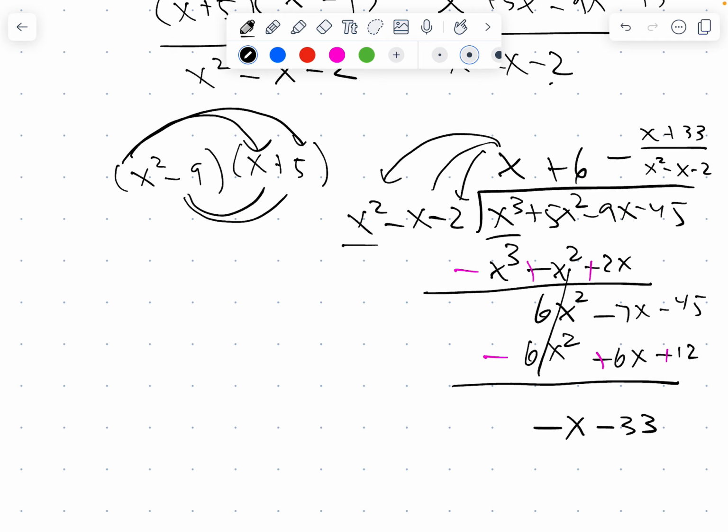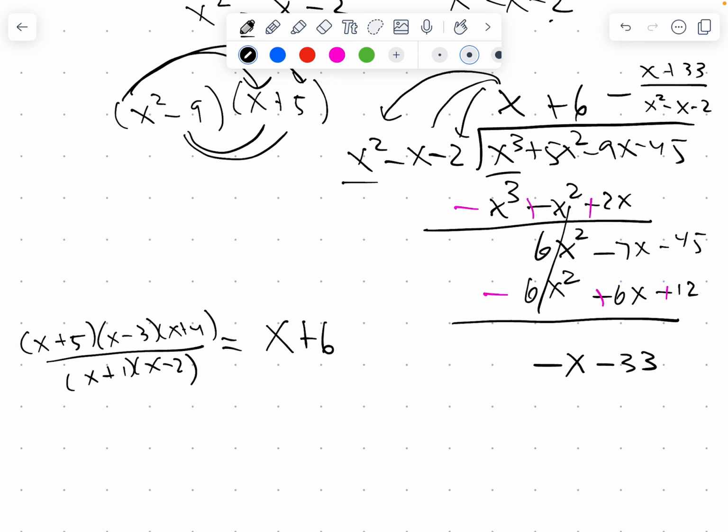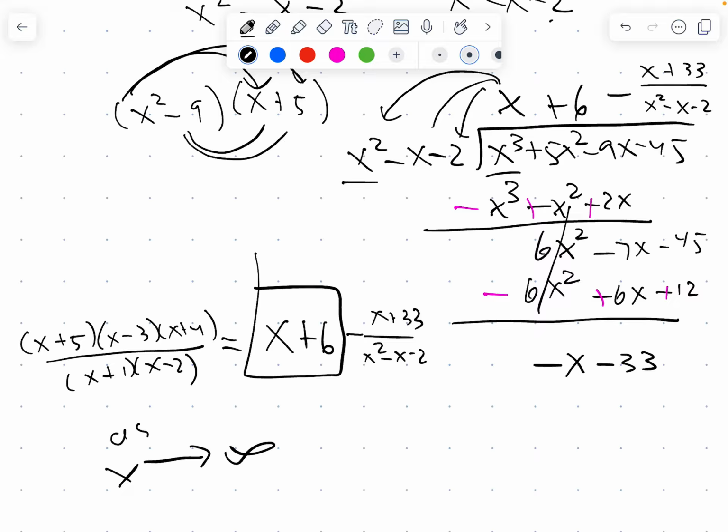Okay, so that means that our whole expression, all right, let me rewrite our whole original expression. Our whole expression was x plus 5, x minus 3, x plus 4. On the bottom, you have x plus 1, x minus 2. It means this expression is equal to x plus 6 minus x plus 33 over x squared minus x minus 2. So as x approaches infinity, this will just behave like a line.